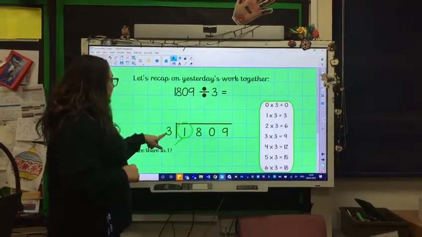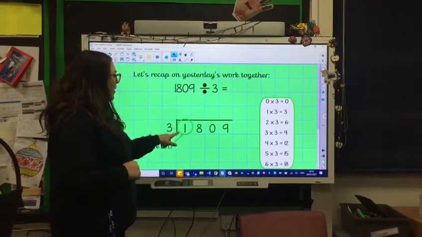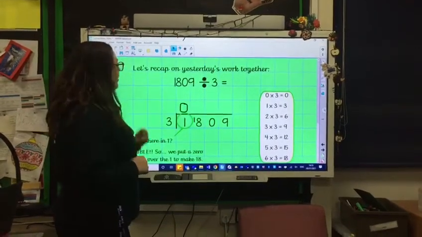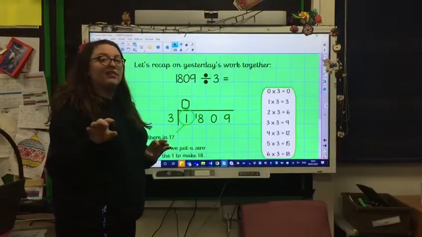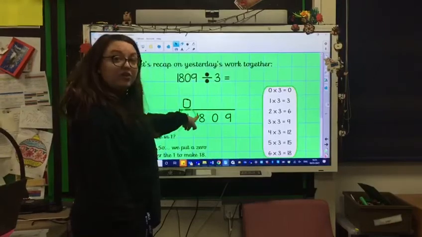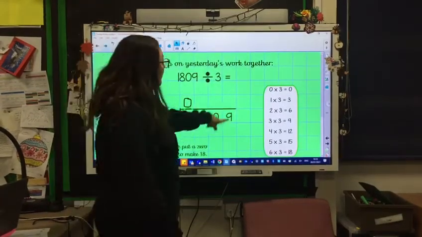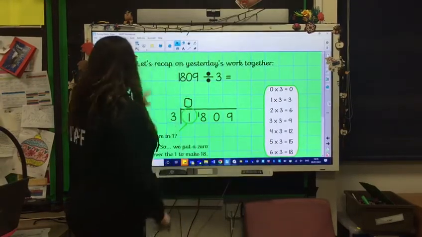1,809 divided by 3. So the first thing you need to do is look at your digit, your 1, and go, how many times can 3 go into 1? Now hopefully, your mind should go, Miss Pearson, that's really silly, that's not possible. So I need to put a 0 above it and carry over my 1, which should now make 18. 18 is in the 3 times tables. So we can check how many 3's go into 18. We know that it is 6.